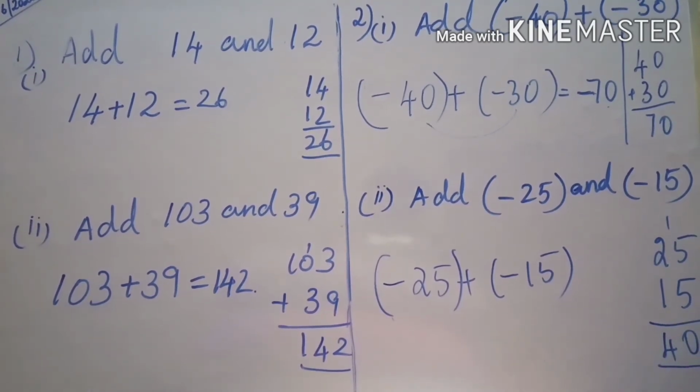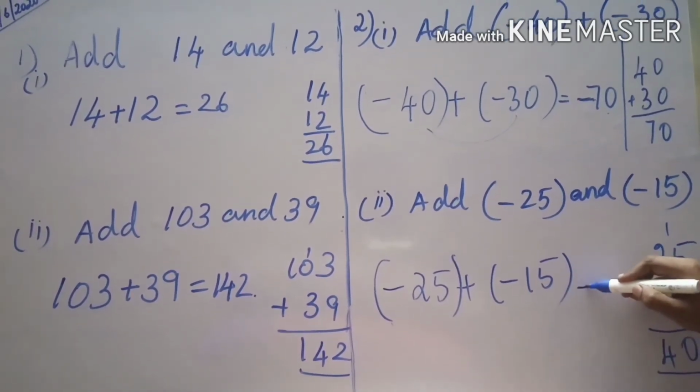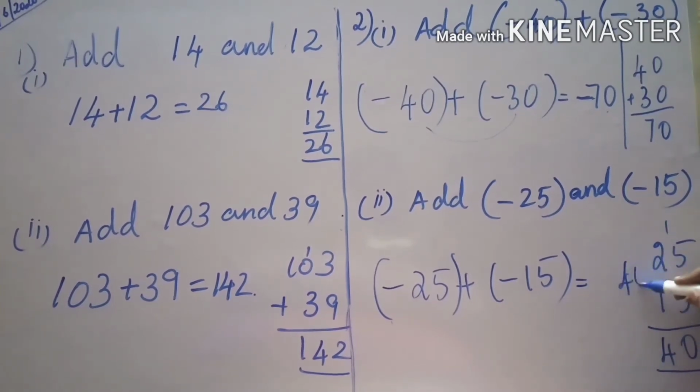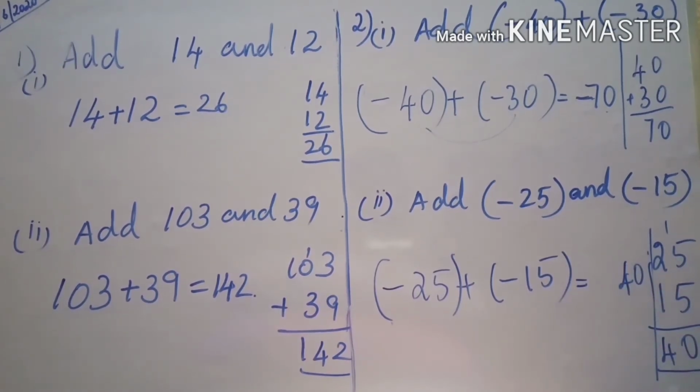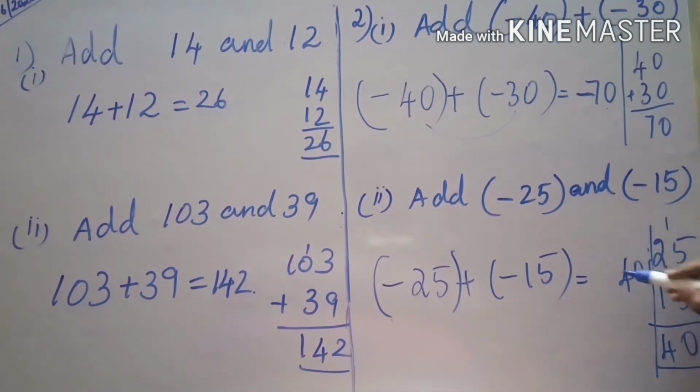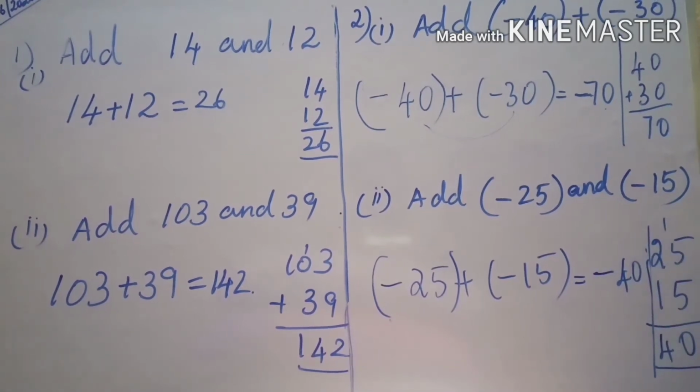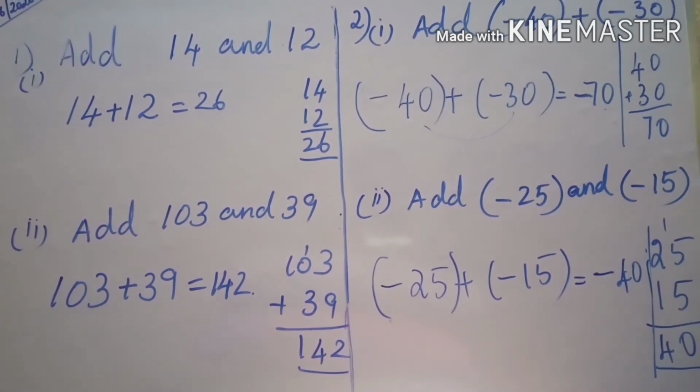25 plus 15 is 40. First you write that answer, 40. Then, both numbers are negative numbers, so the answer should also come with a negative sign. So minus 40. Am I clear, children?